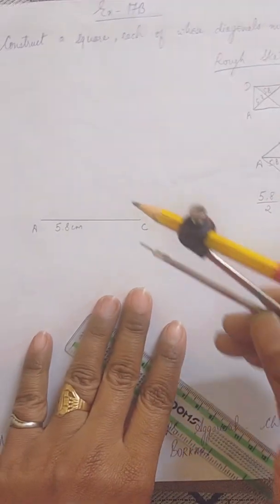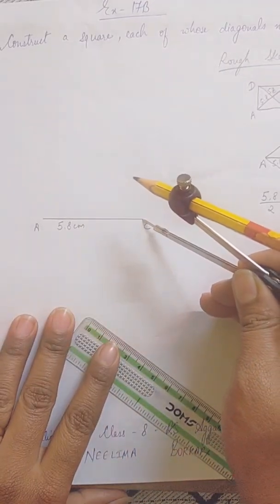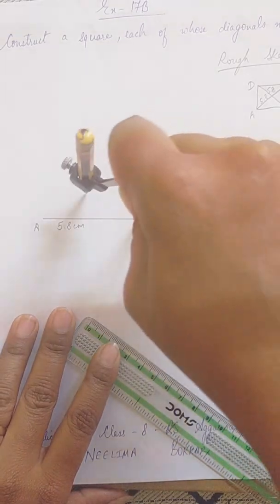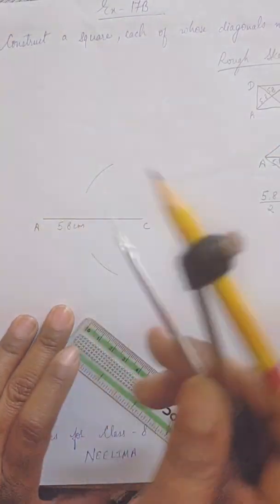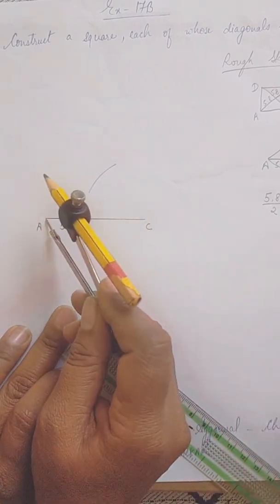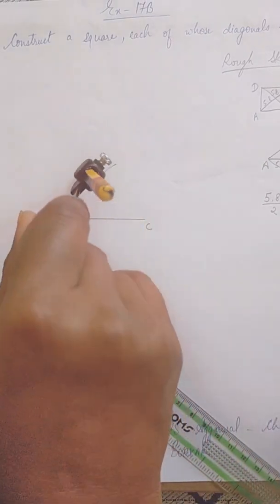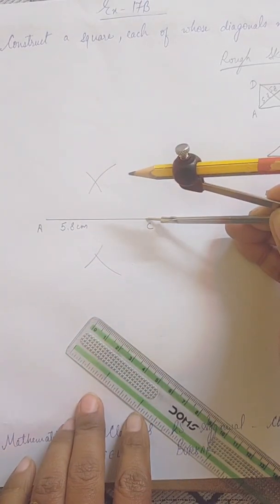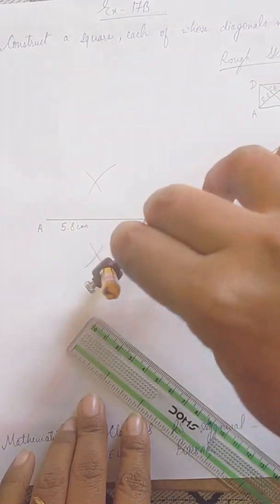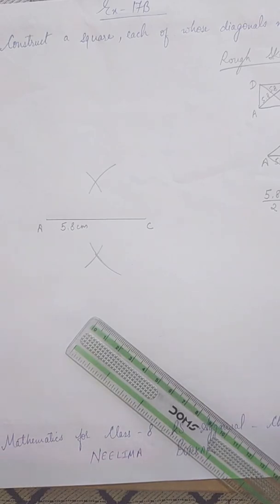So now put your center on point C and draw an arc above and below. Then with the same radius, don't disturb the radius, put it over center A. Draw an arc here and one more arc here. We will have to make it bigger because we are not getting proper intersection. So again you can do like this. So now we got the intersection of two arcs.